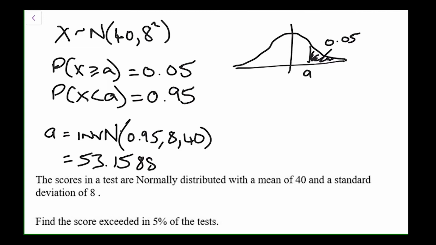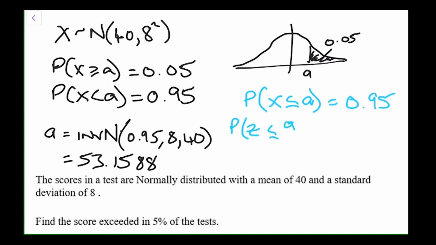Without the calculator function, we could have found this using the standardization formula or the standardization techniques that we've also picked up. Let's have a quick look at how that would come out. So, starting from this statement again, the probability that x is less than or equal to a equals 0.95. If we standardize a, so we subtract the mean and we divide by the standard deviation, I can then say the probability that z is less than or equal to this statement equals 0.95.